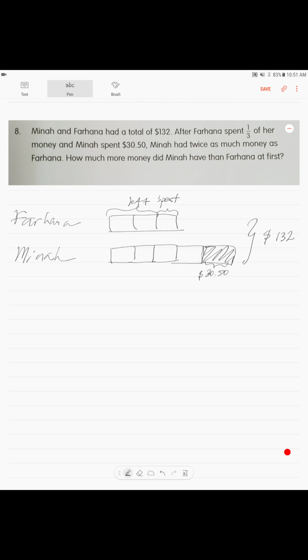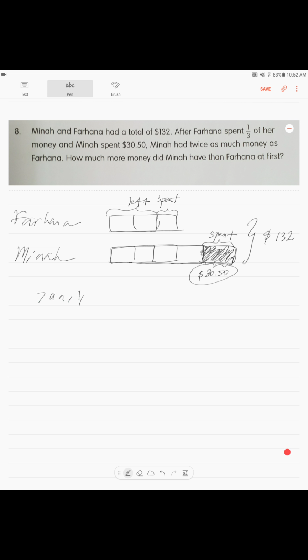This is how your model looks like, right? 2 units, 1 unit spent, and these are 4 units, which is twice as much, plus $30.50 that this is what Mina spent too, right? Okay, beautiful model. How many units we have? So we understand that this is a unit, right? This is the money spent. This is not a unit. This is $30.50. So we have our 7 units, right?